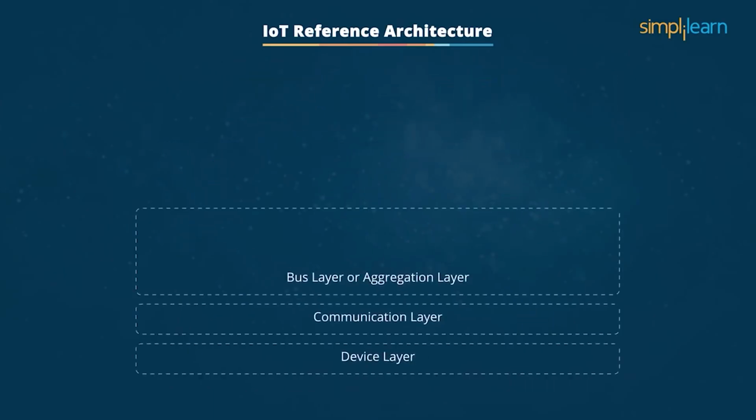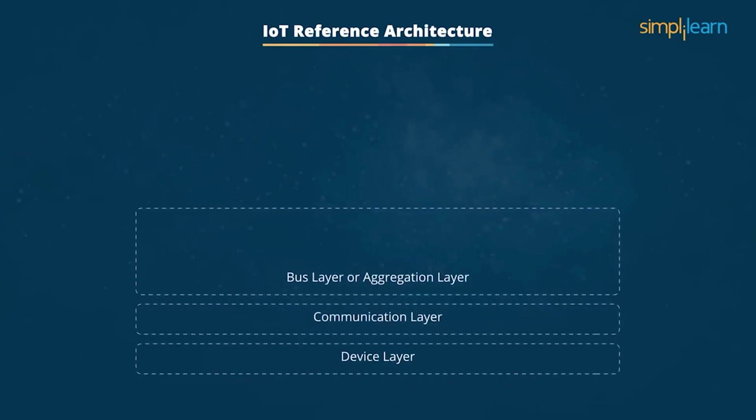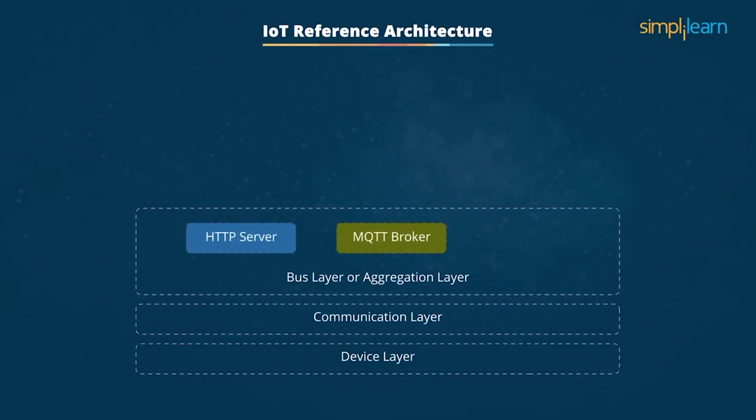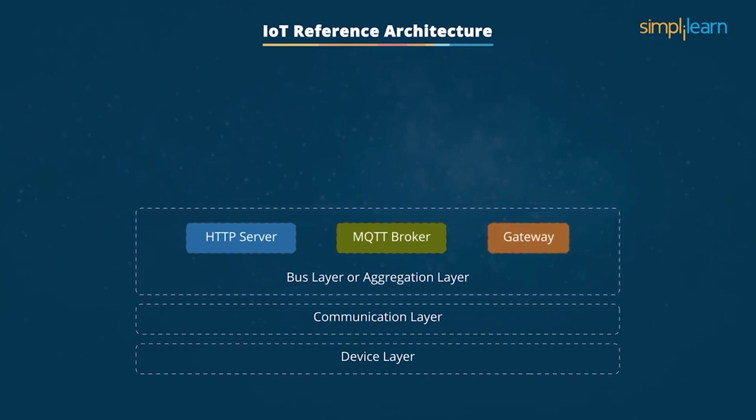Now, the bus layer, or aggregation layer, acts as a message broker. It forms a bridge between the data and the communication layer for the sensors. This is an important layer for 3 reasons. It supports an HTTP server and/or a MQTT broker. It aggregates and combines communications via gateway, and it bridges and transforms data between different protocols.